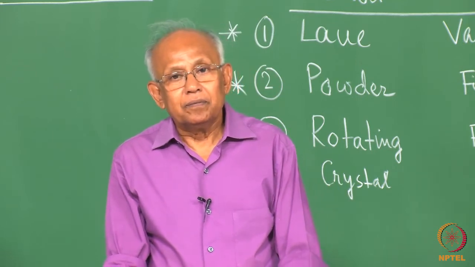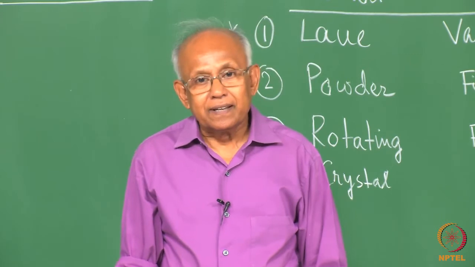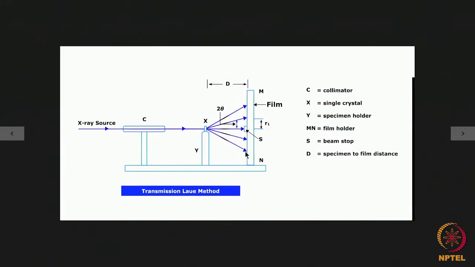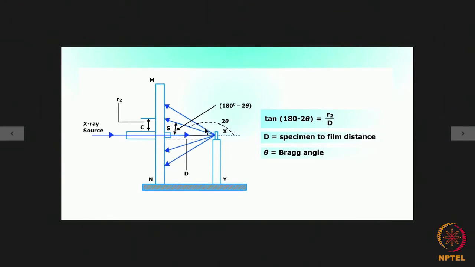Now, in the transmission Laue method, the material must be very, very thin so that X-rays can pass through. If the sample is very thick, then what will happen? Practically no diffracted beam will come out in the forward direction. So, in order to have diffracted beams coming out in the forward direction, your sample must be thin enough so that the X-rays can easily pass through. On the other hand, it may so happen that the material is not that thin, it is a thick material. In that case, no diffraction can be recorded in the forward direction, and only those which are diffracted in the backward direction can be detected.